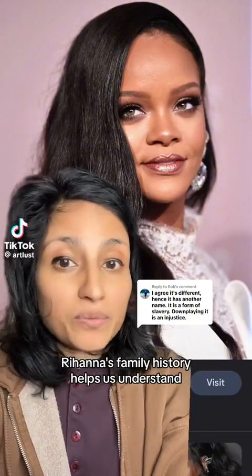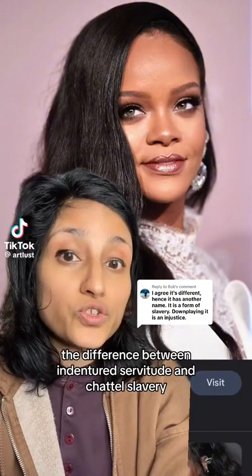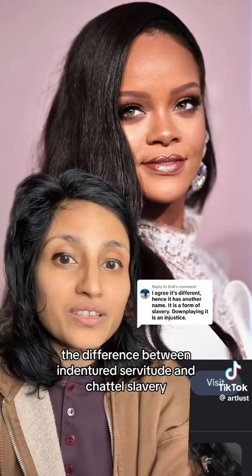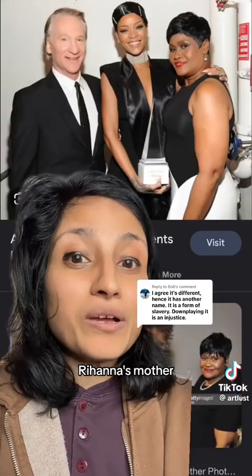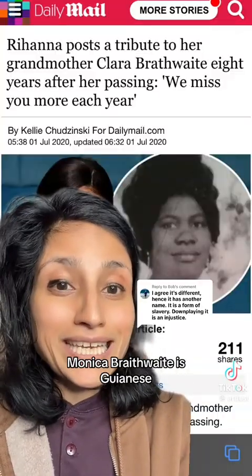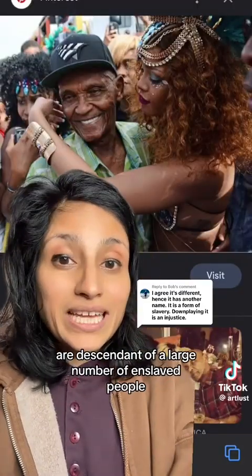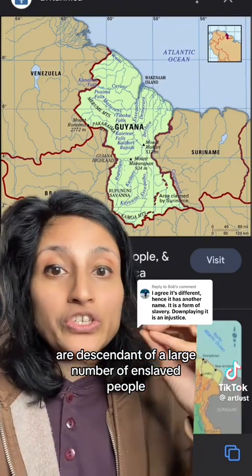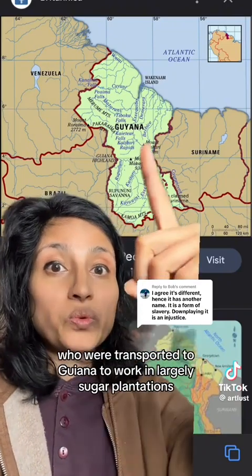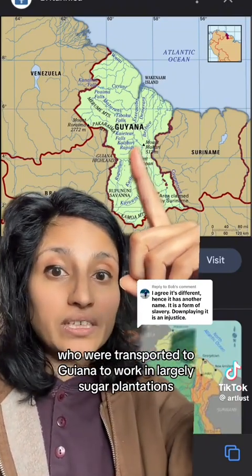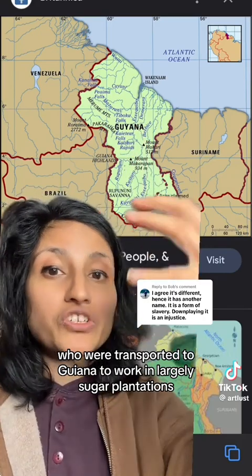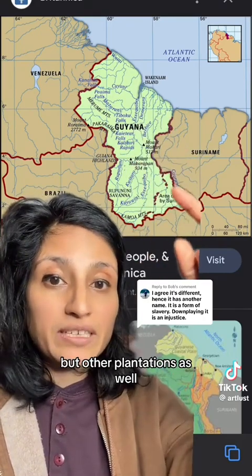Rihanna's family history helps us understand the difference between indentured servitude and chattel slavery. Rihanna's mother, Monica Braithwaite, is Guyanese, and her parents, Clara and Mr. Braithwaite, are descended from a large number of enslaved people who were transported to Guyana to work largely on sugar plantations, but other plantations as well.